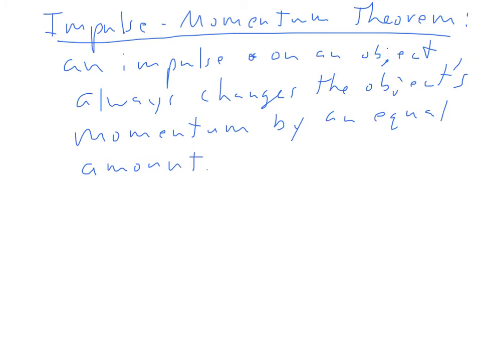Now, as far as an equation goes for this, it looks like this. Force times time, which is impulse, equals change in momentum. And we can break it down. Change in momentum is mass times change in velocity. So that's force times time equals mass times change in velocity. Seems like it's a little bit out of the blue. How do we know it's right?